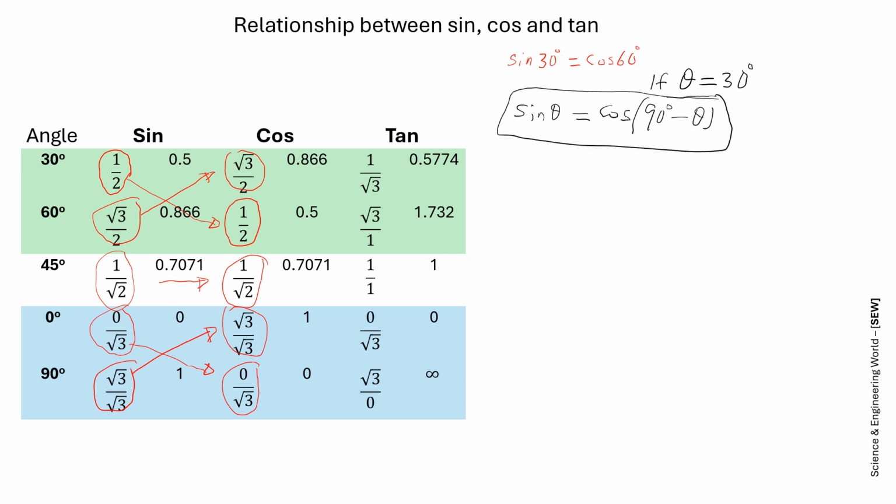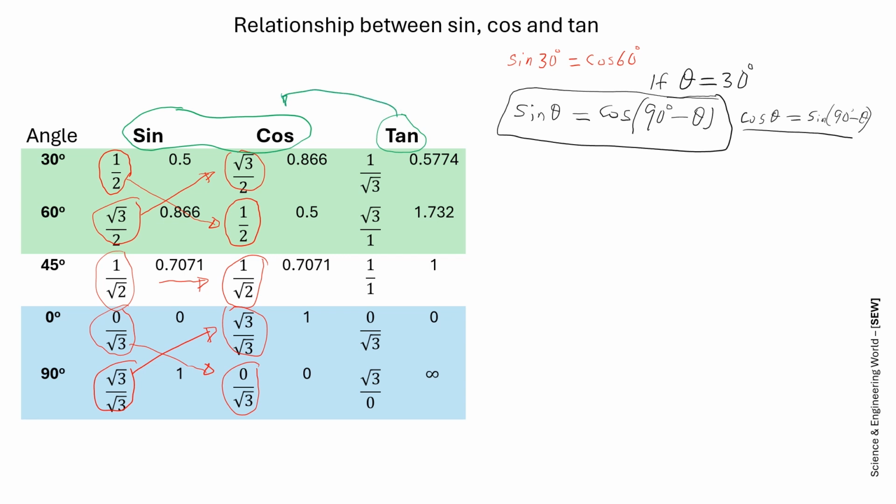We can say also in the reverse that cos theta equals sine of 90 minus theta. And this also is well founded. So we now have a relationship between sine and cosine. So we want to see how theta relates to these two.